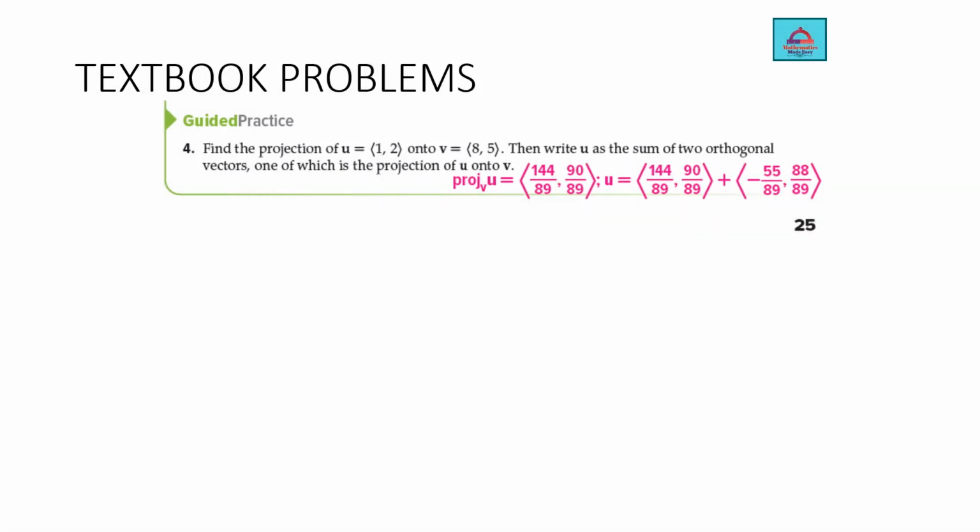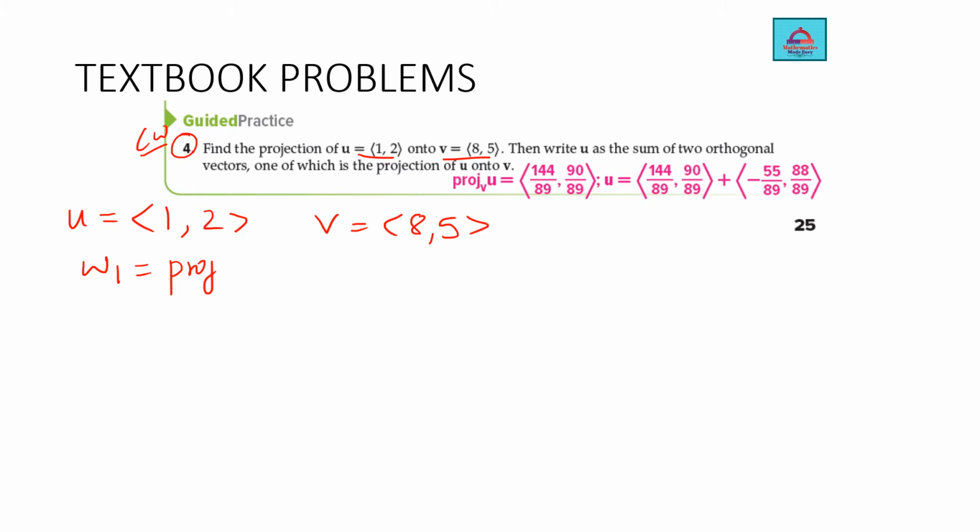Okay, so I hope you've understood the concept of projection and how we can write u as the sum of two orthogonal vectors. Time to take an important textbook problem from your math book, page 25. Let's solve it. Vector u is given as (1, 2). Vector v is given as (8, 5). You need to first find w1, which is the projection of vector u onto v. What is the formula? u dot v over the magnitude of v squared, multiplied by v.